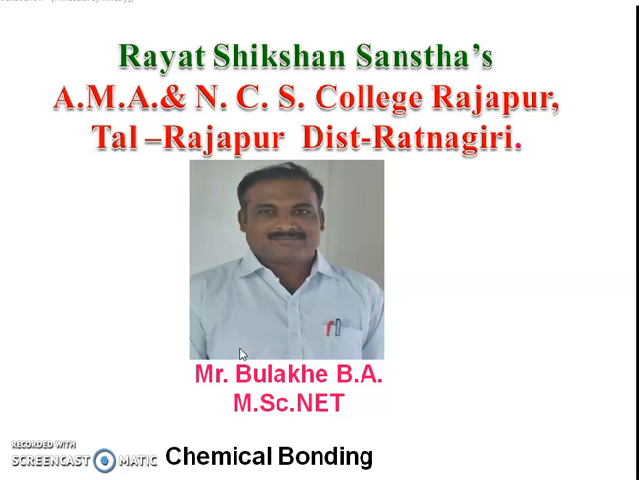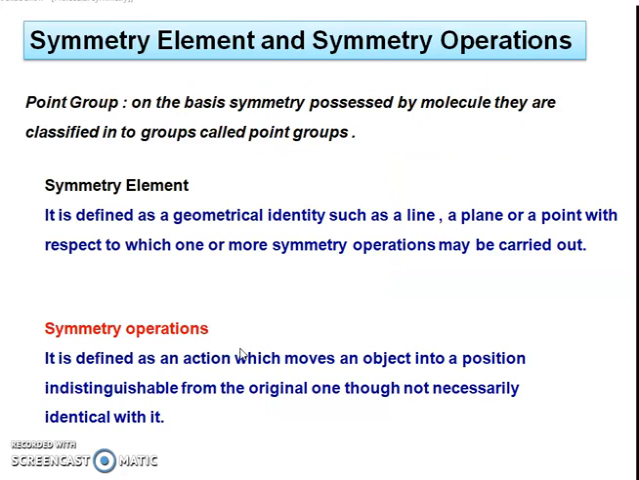Today's lecture, we are going to discuss the topic of chemical bonding. In the chapters, we have seen the various types of symmetry elements and their symmetry operations. You know that in the last lectures we saw what symmetry is and what type of symmetry is observed in nature as well as in plants. Now we have seen the symmetry element and the symmetry operations.